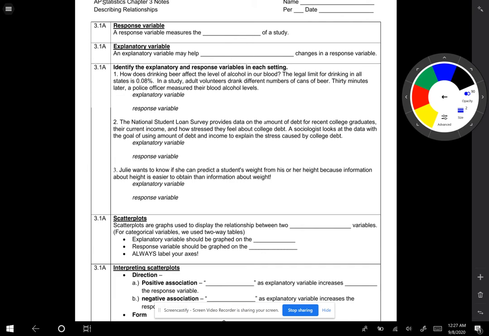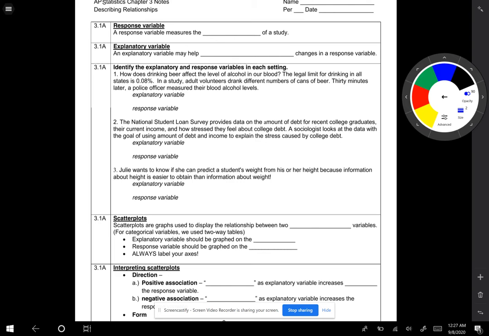Hello, stat students. Today we are going to begin Chapter 3 notes, and Chapter 3 is all about the relationship between quantitative variables. The chapter is called Describing Relationships. When we're talking about quantitative variables and we want to know if there's a relationship between them, we refer to that as association. Now, that does not mean that there's a cause and effect, but just a relationship between two quantitative variables. Let's begin with some vocabulary.